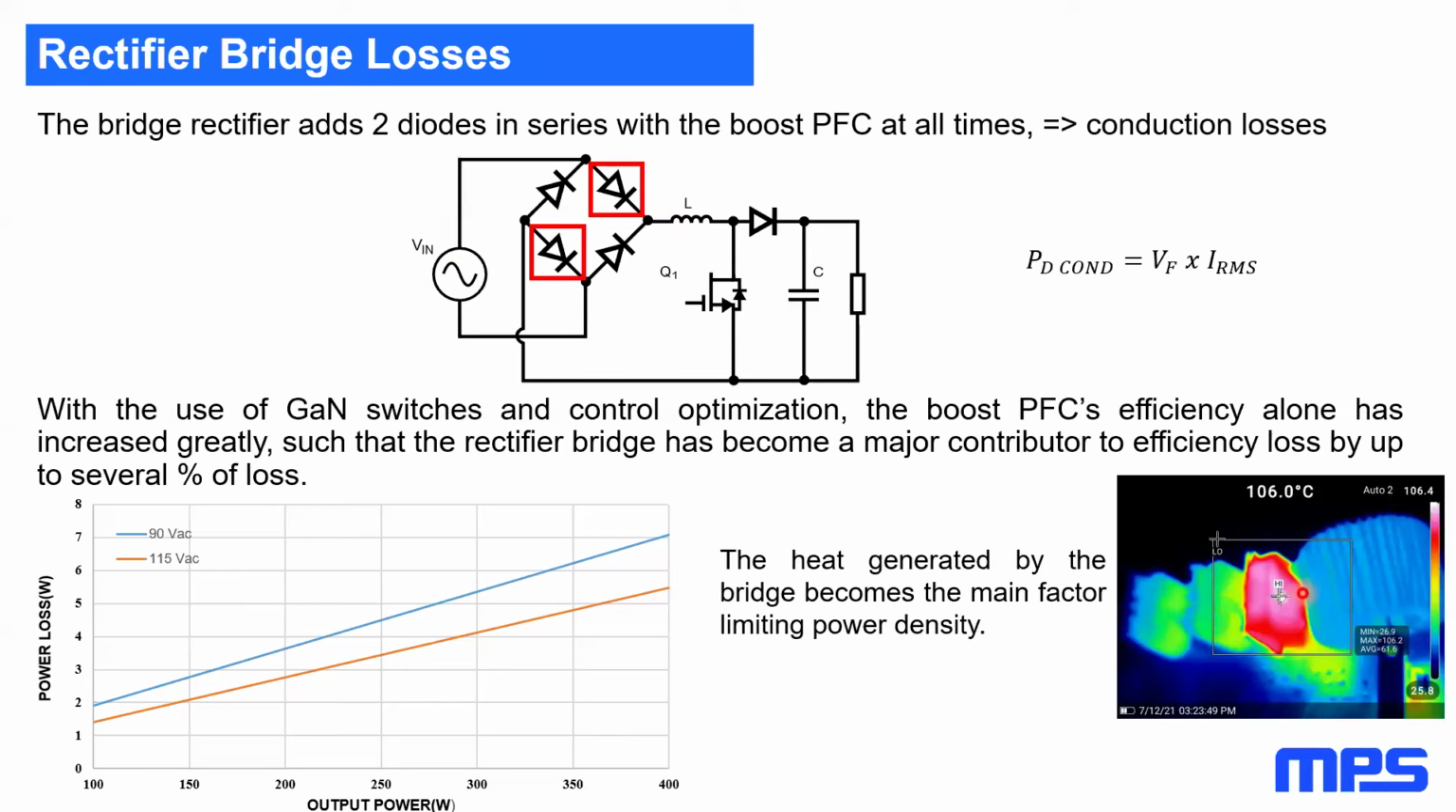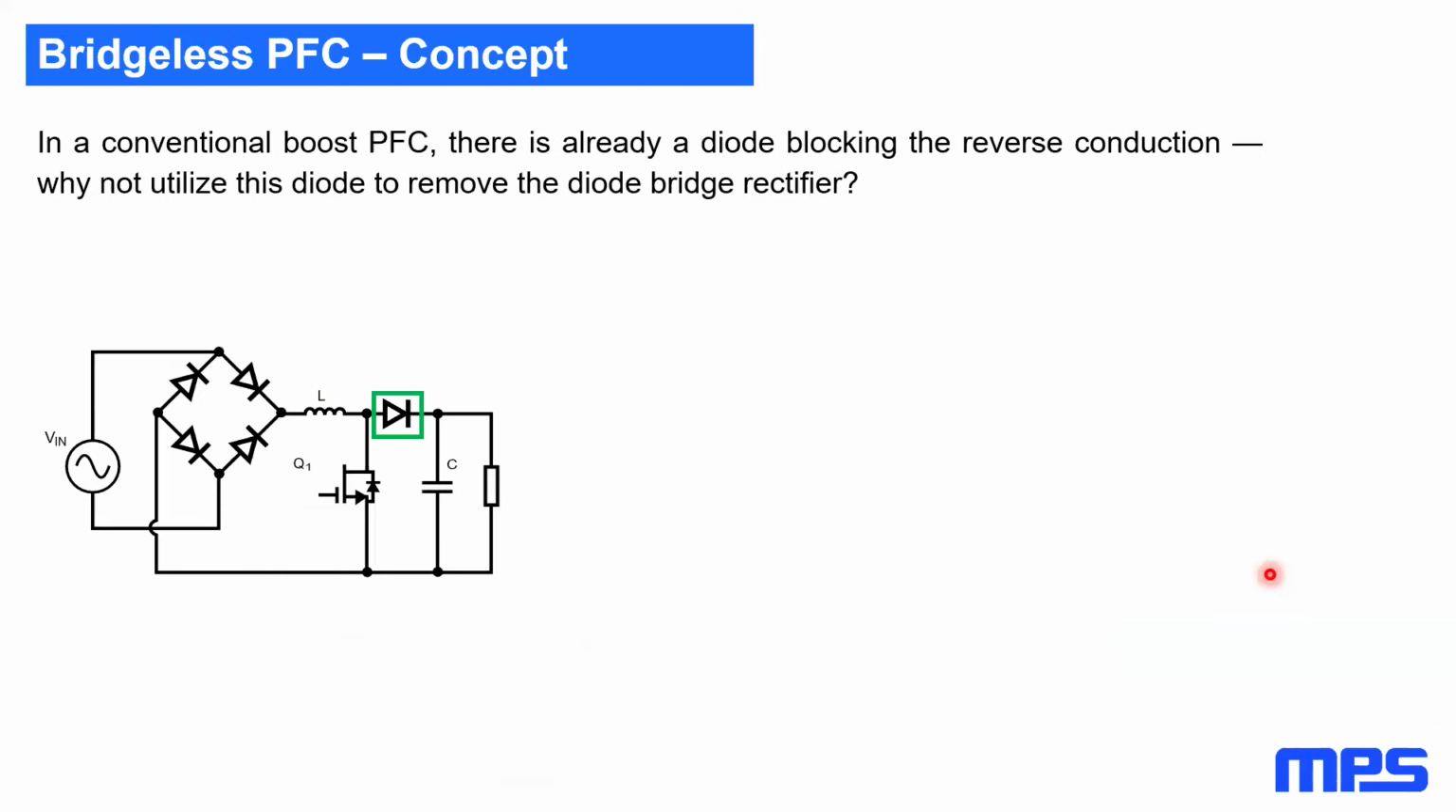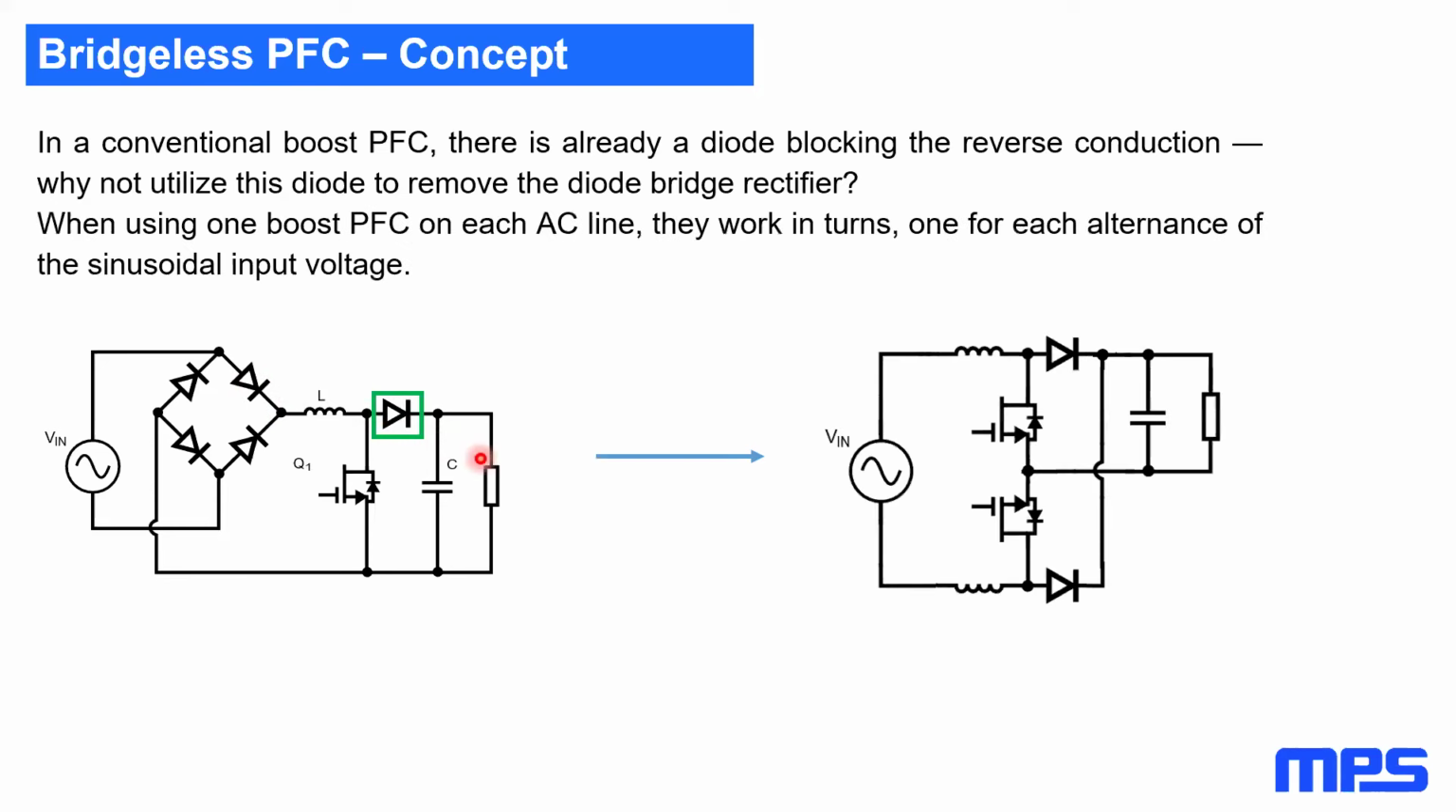And if you look at the heat generated by this bridge rectifier, it's really becoming important to the point that it's even limiting the density and the size of the adapter. It cannot be smaller because of these losses here. So it will be beneficial if we can improve this and even get rid of it. If we look at the conventional boost PFC, I've already mentioned that there's a freewheeling diode, so there's already a blocking diode. So why do we have to add another blocking diode in front, right? It's just too bad because we already have that.